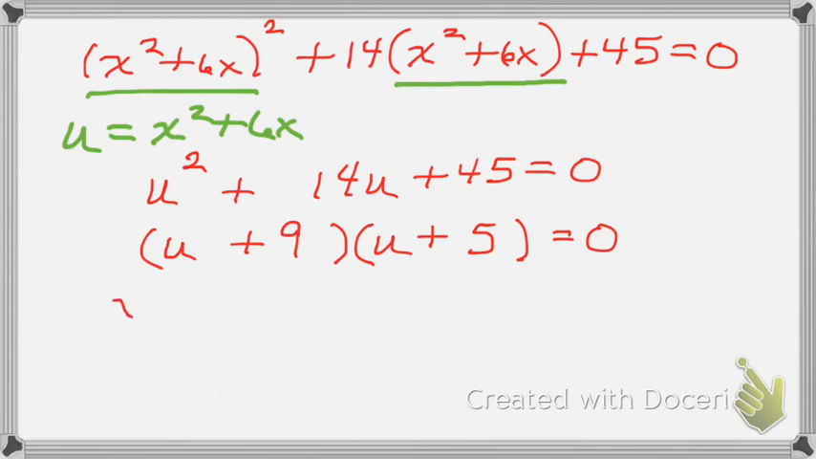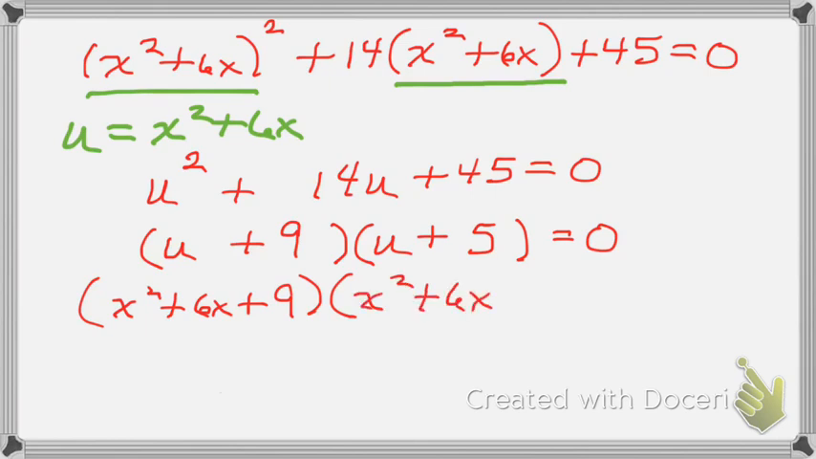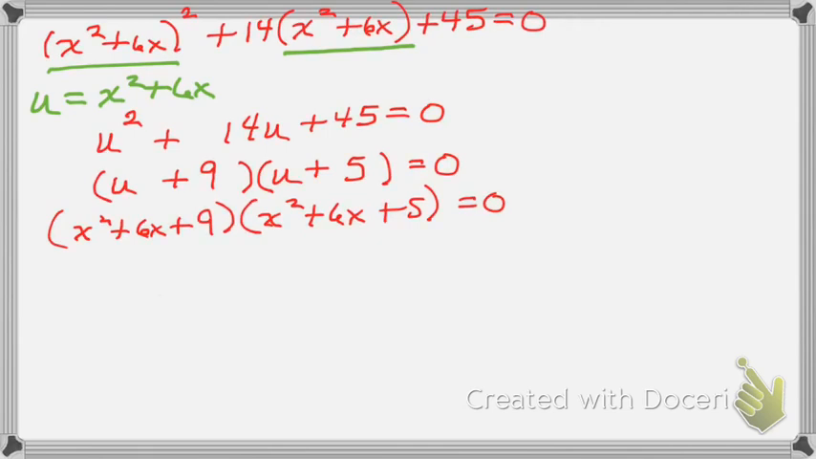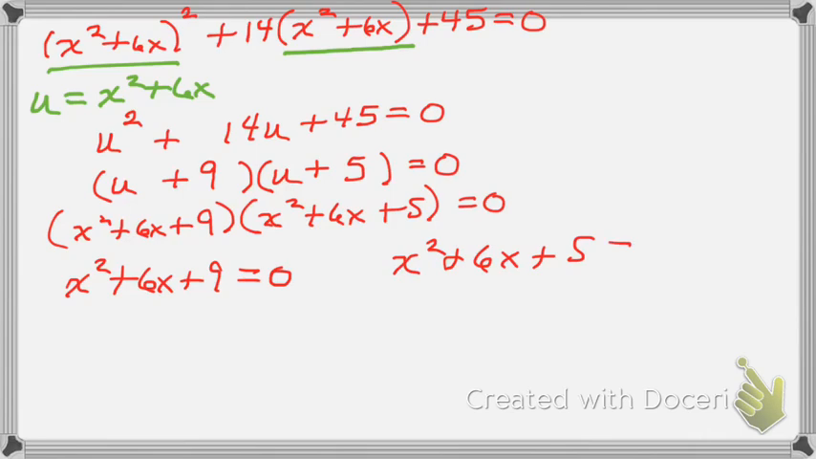So I'm going to replace u with x squared plus 6x plus 9. I guess I'll be thorough for your notes. x squared, and write the whole thing out, plus 6x plus 5. And now I've got to set each one of those equal to 0. So what will make x squared plus 6x plus 9 come out to be 0? Well, I'm going to need to factor to figure that out. What will make x squared plus 6x plus 5 equal to 0?